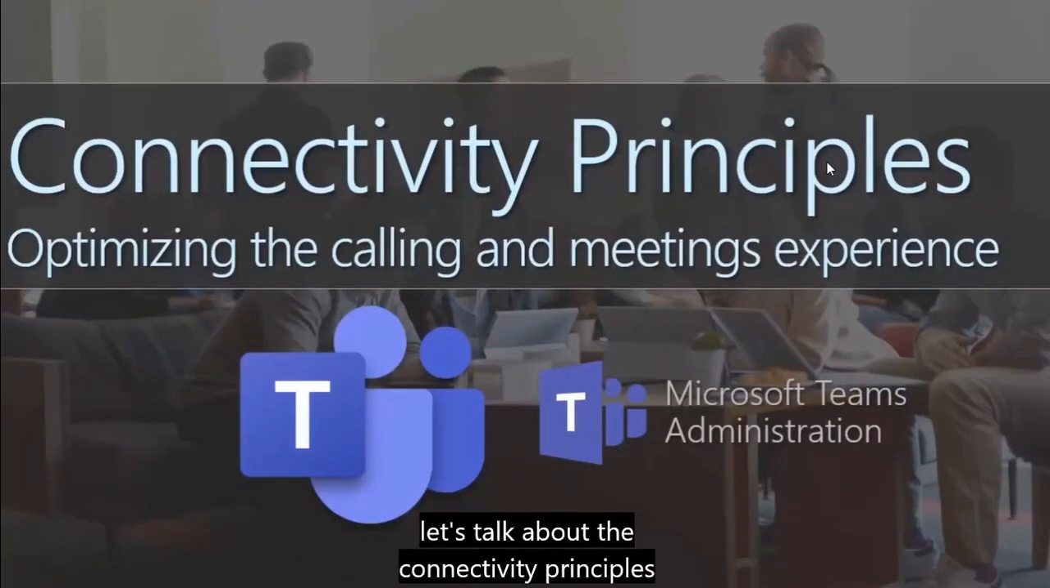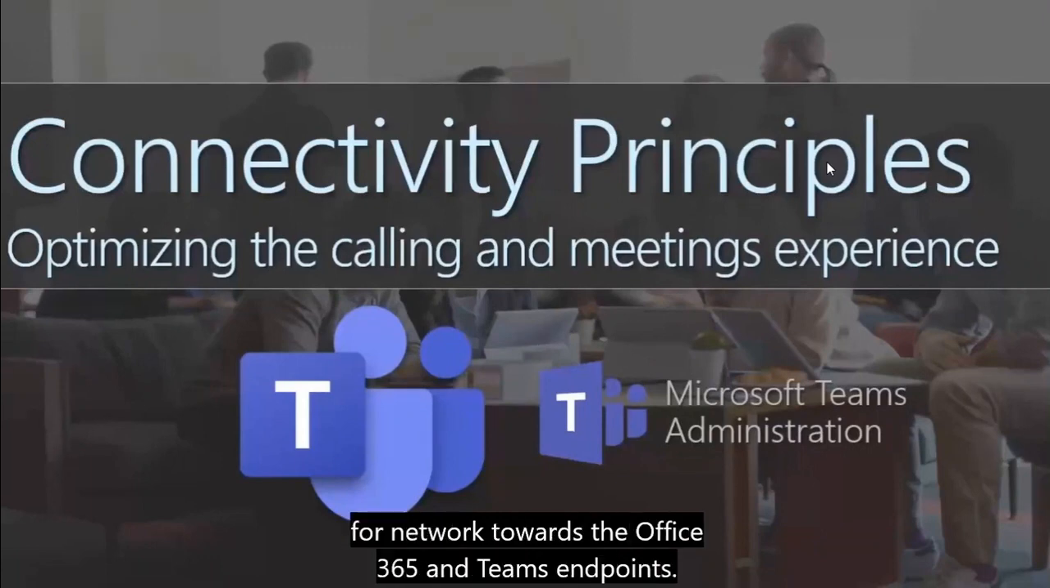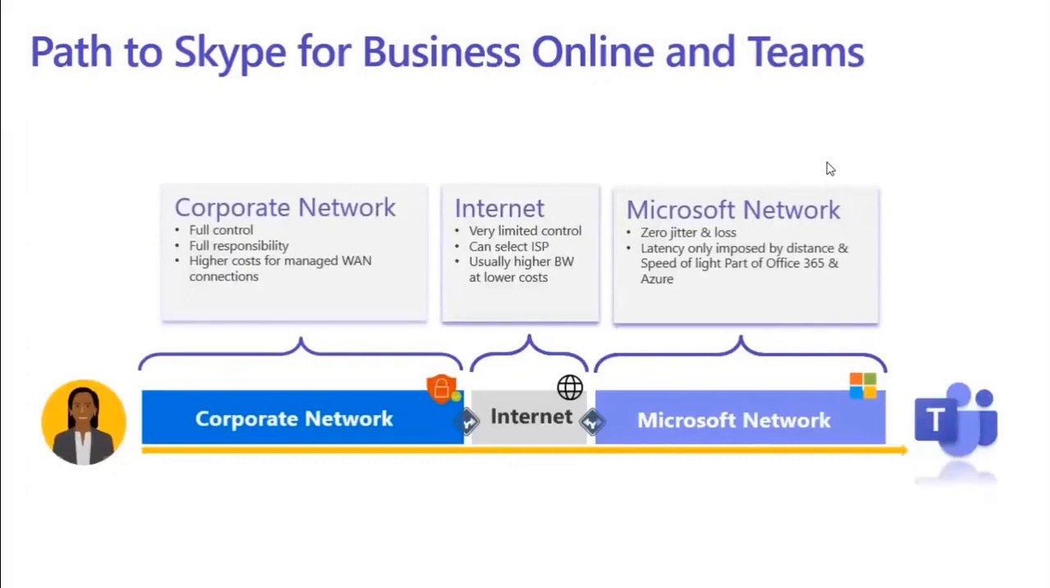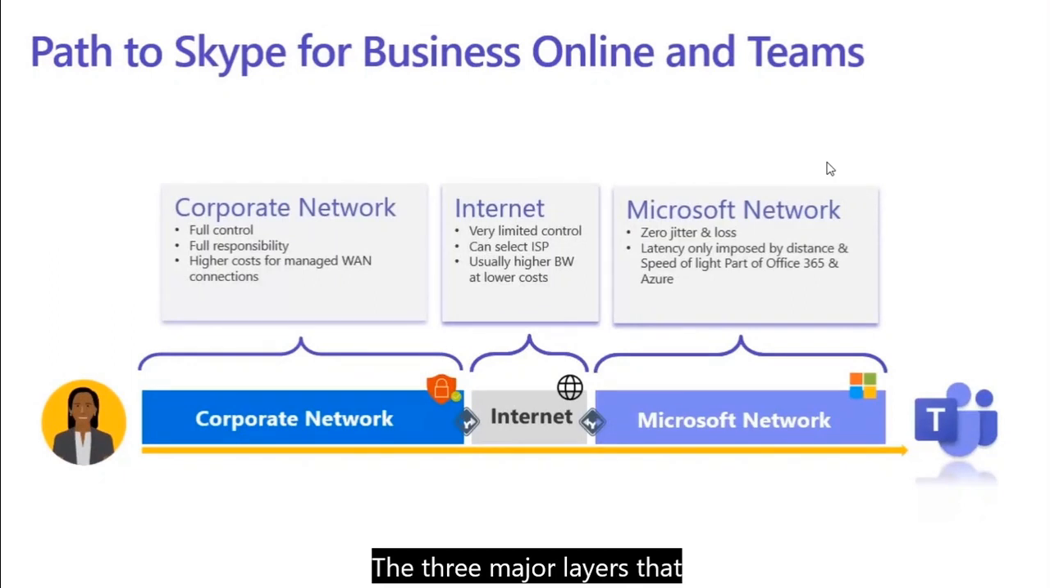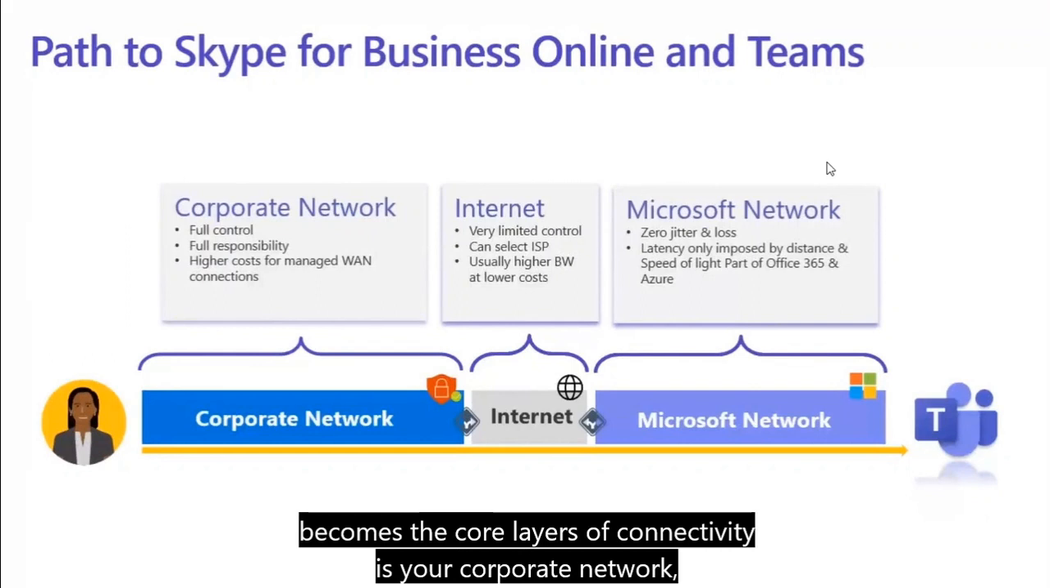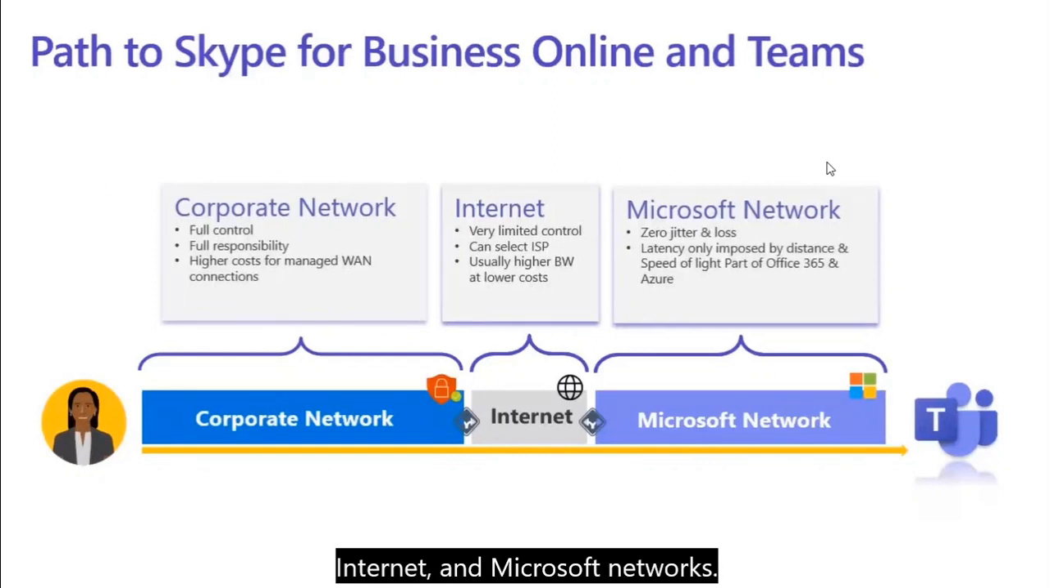With that in mind, let's talk about the connectivity principles for network towards O365 and Teams endpoints. Path to Skype for Business Online and Teams. The three major layers that become the core layers of connectivity are your corporate network, internet, and Microsoft networks.